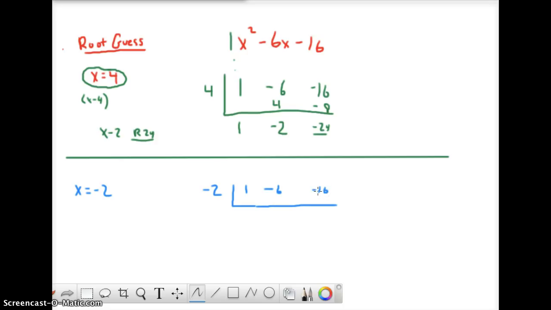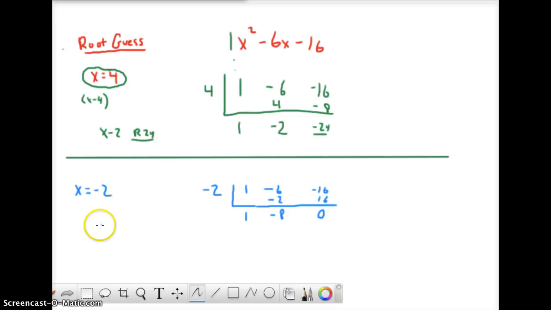Okay. So at this point, what I want to do is I am going to see what happens. So I bring down the 1. Negative 2 times 1 is negative 2. Negative 6 minus 2 is negative 8. Okay? So then look what happens when I multiply. I do negative 2 times negative 8, which is positive 16. When I add these, I get a remainder of nothing.